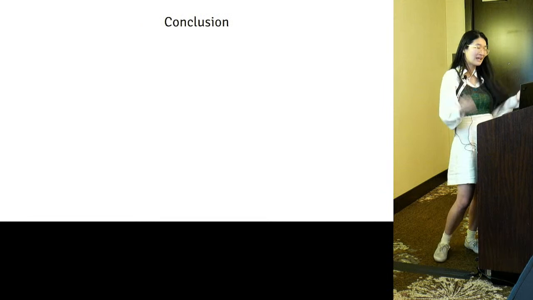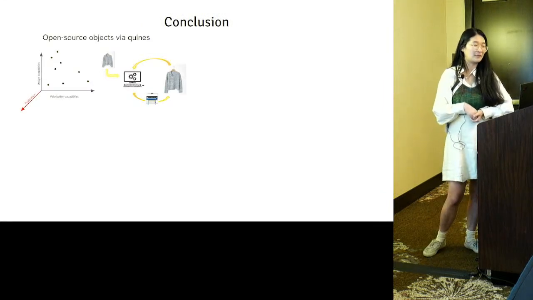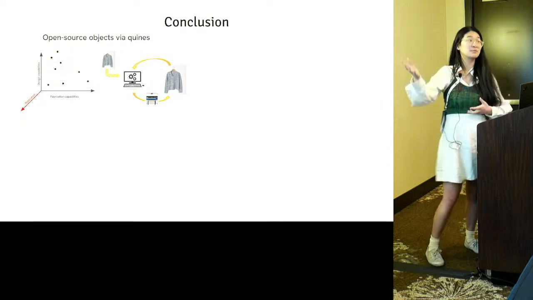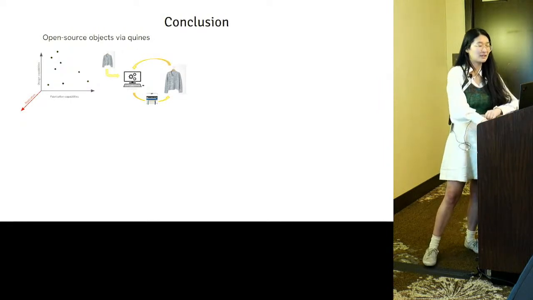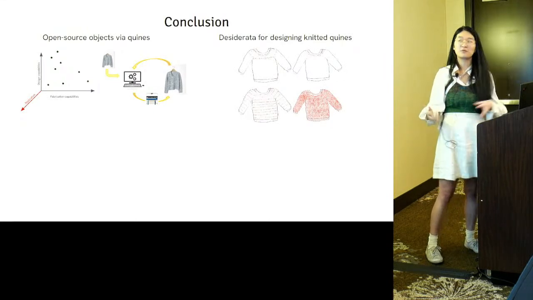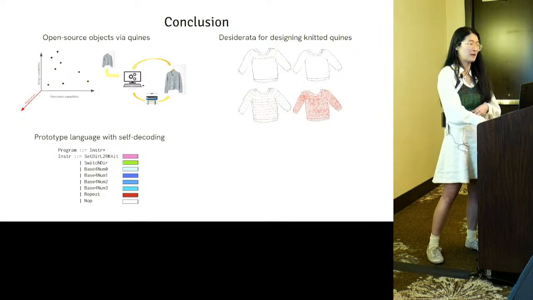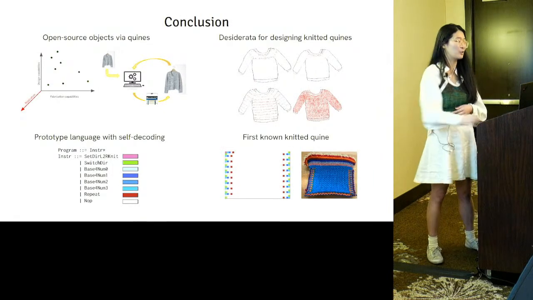To recap, we motivate the idea of open source objects which carry their own fabrication plan, and we view them as self-embedded programs that are similar to quines. We characterize what these representations might look like for knitting and provide a framework for analyzing solutions in that space. We create a language with the self-embedding property and knit perhaps the very first knitted quine.